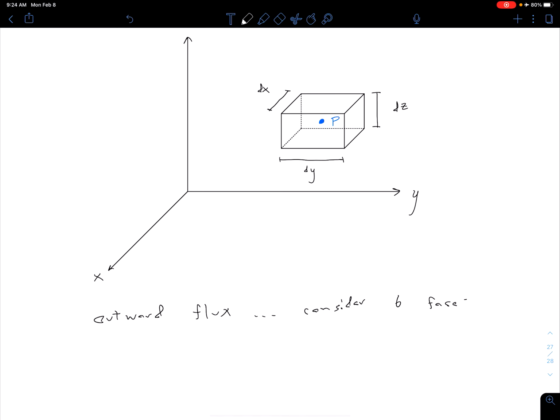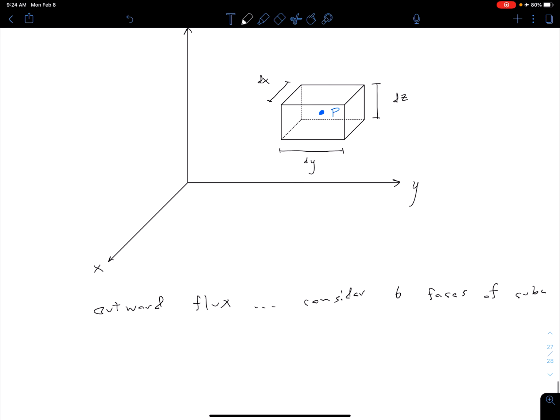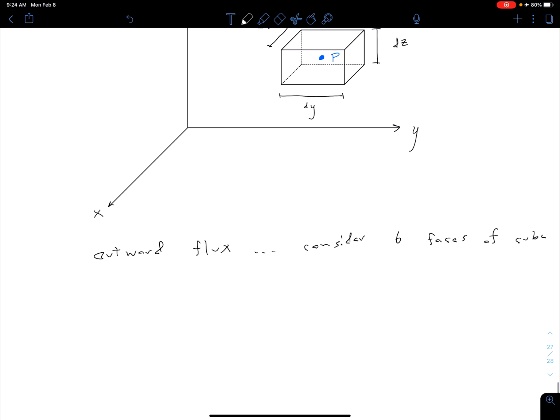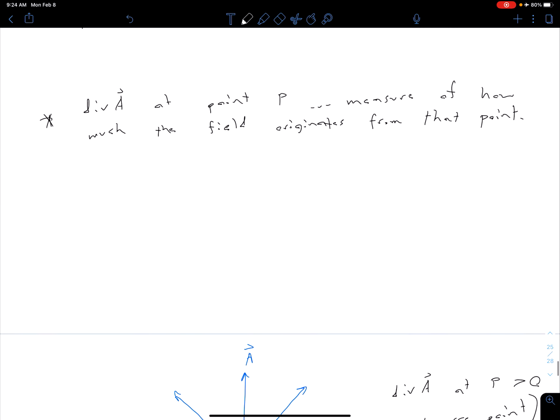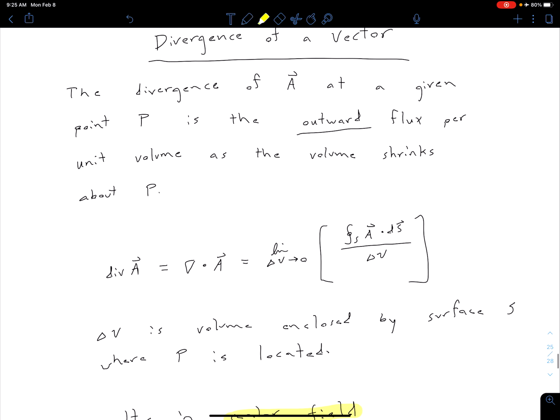So consider the 6 faces of our cube. What we end up doing then is we are interested in this integral over the surface of A dot ds, where our A is of course our field. And why do we want to do that integral? Well, if we come back up here to our rough definition, we have this integral here, which is related to that outward flux.